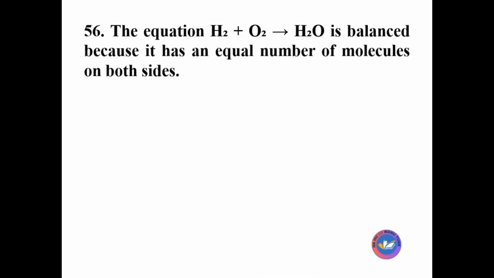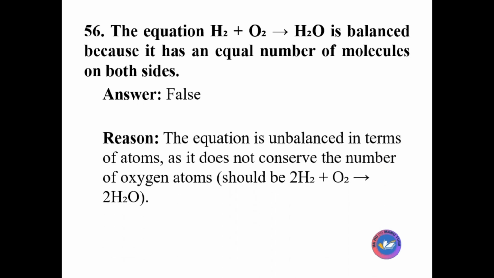Question number 56. The equation H2 plus O2 to produce H2O is balanced because it has an equal number of molecules on both sides. The answer is false, because the equation is unbalanced in terms of atoms, as it does not conserve the number of oxygen atoms. So the equation should be 2H2 plus O2 gives 2H2O.